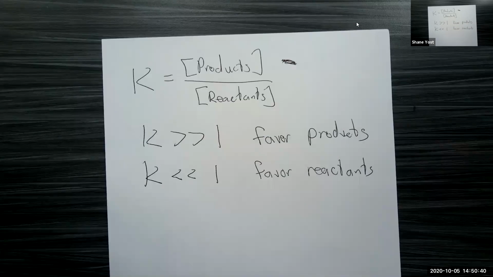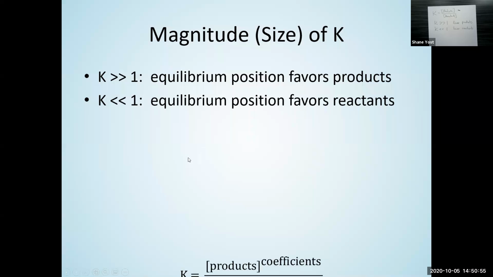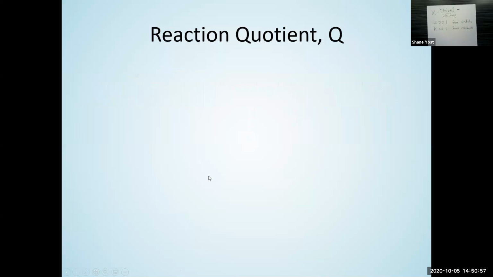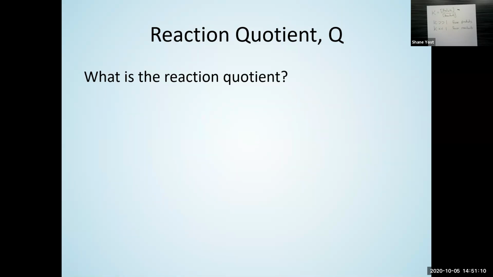And so the size of the equilibrium constant can tell you a lot about the chemical reaction and what to expect at equilibrium. This is related to the reaction quotient. Now, what is the reaction quotient Q? What is the expression of that? What does that equal for an equilibrium reaction?